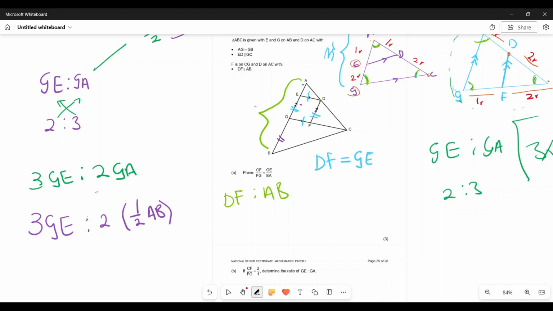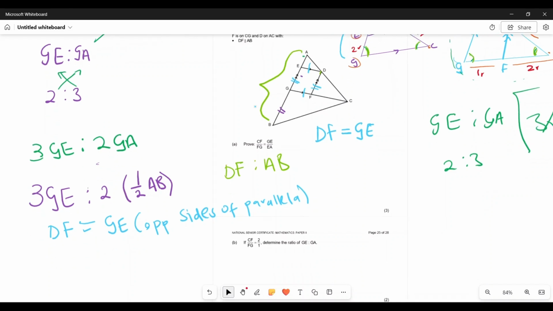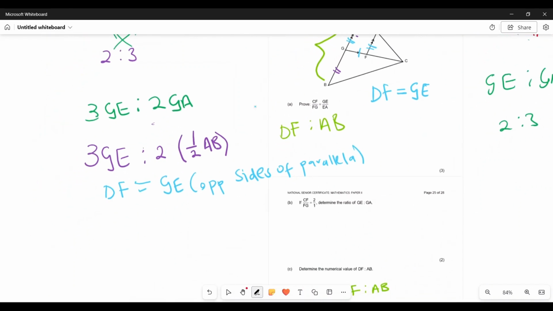And why is that? Because opposite sides of a parallelogram are equal to one another. This would be your reason, right? So let me write it here. DF is equal to GE, and these are opposite sides of a parallelogram. All right. So now, do I have the ratio of DF? Yes, I've calculated it as 1, right?